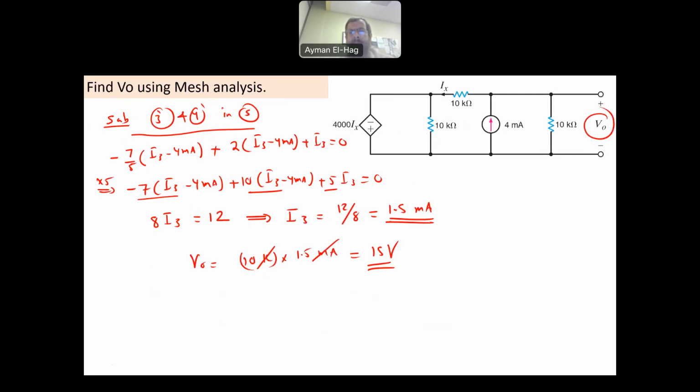This is how we handle a mesh question that has a current source between two loops, and also a revision of how to deal with dependent sources.